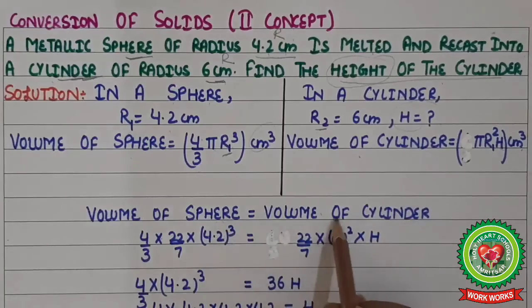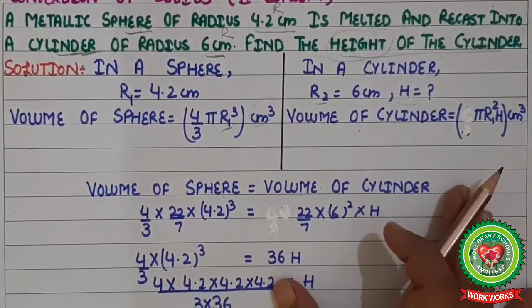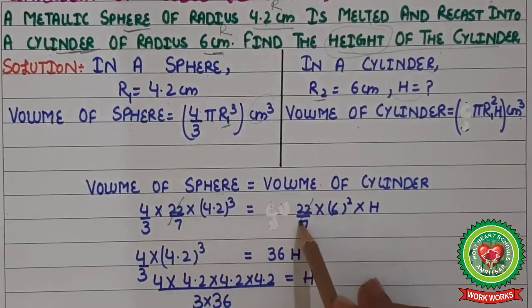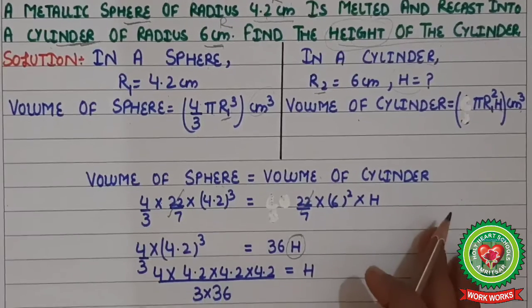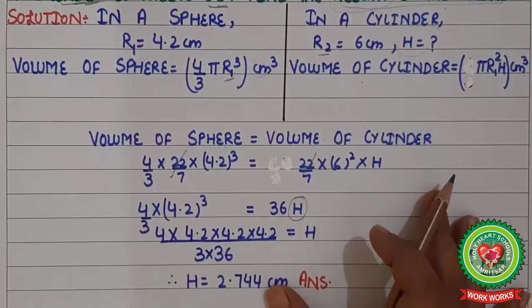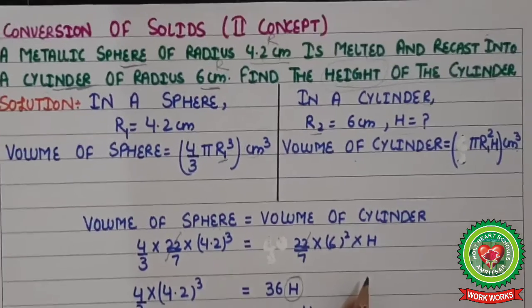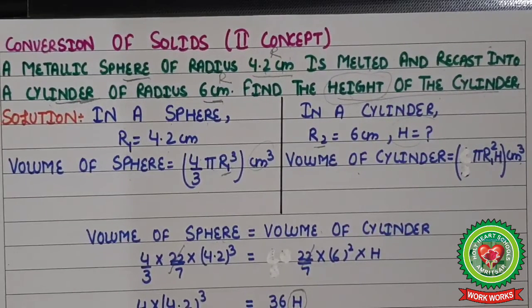Now children, we will equate both the volumes and put the values of r1, r2, pi and h. Pi will cut with pi, and now we have to find the value of h. So h will remain on this side, and the rest we will shift. After doing the cutting and multiplication, we will get h equals 2.744 centimeter as the height of the cylinder. So this is the second concept related to the conversion of solids.